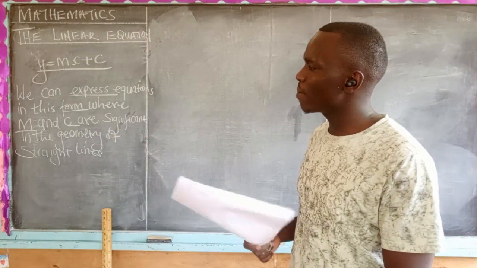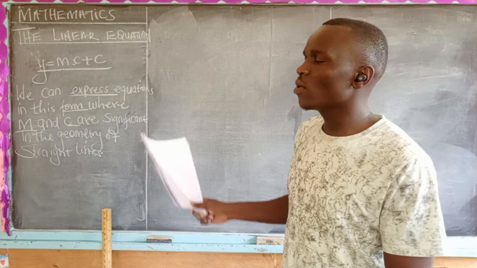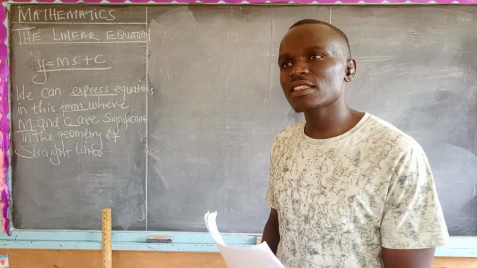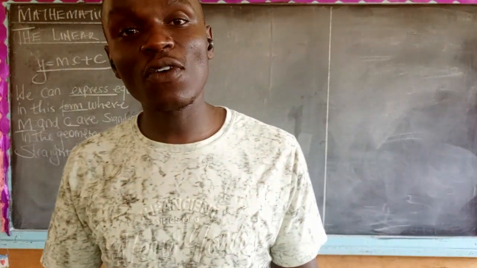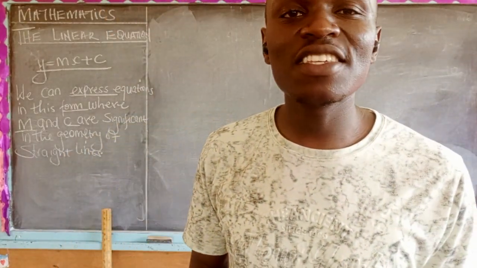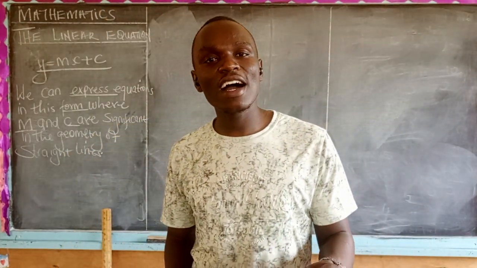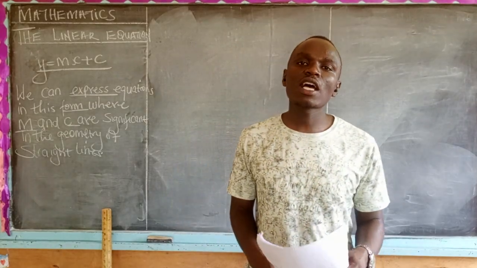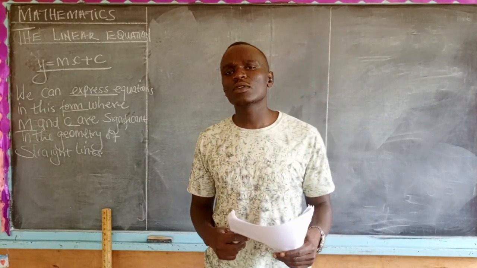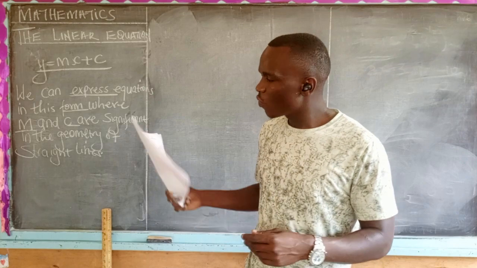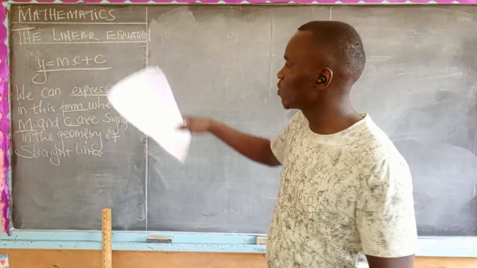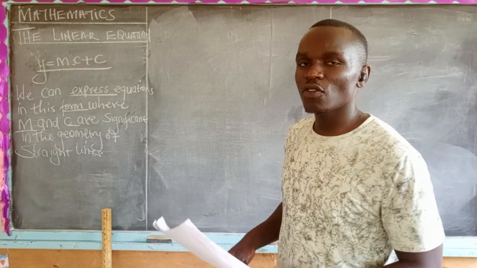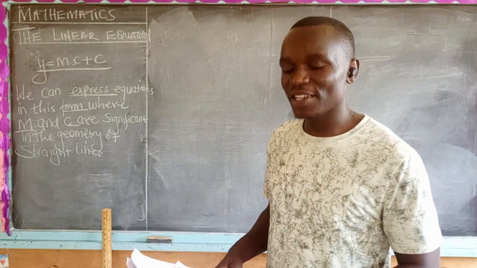Now, what do m and c stand for? We agreed in the previous class that m stands for the gradient, and c stands for the y-intercept. When you understand that, you are able to move around writing equations in the form of y equals mx plus c.